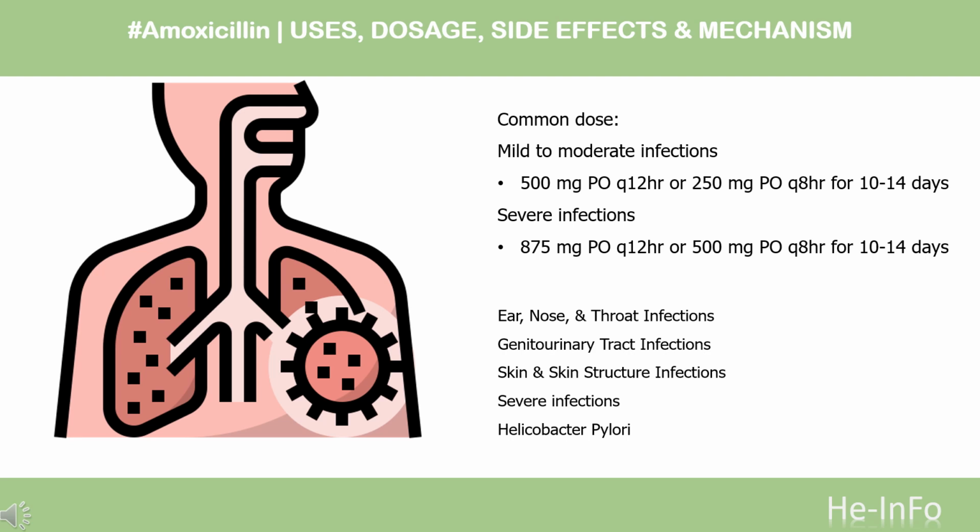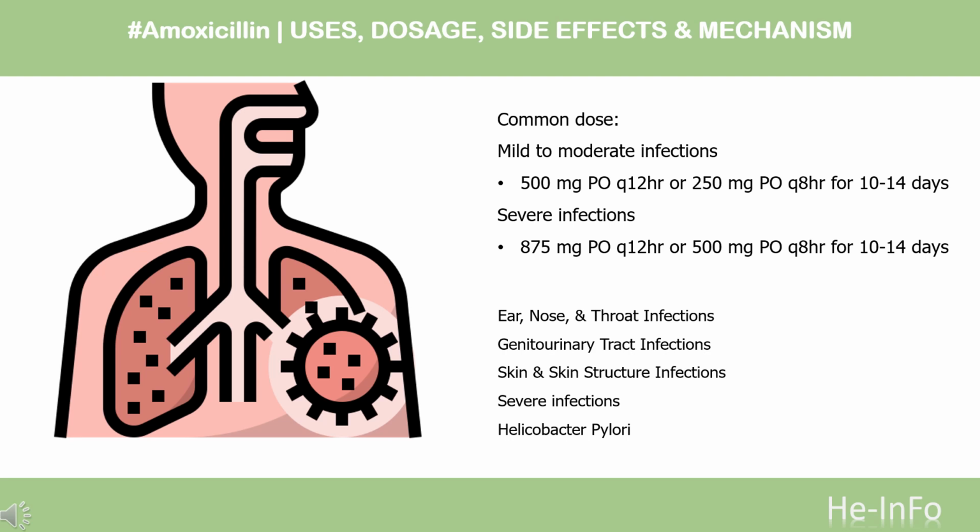Genitourinary tract infections. Mild to moderate infections: 500 mg PO every 12 hours or 250 mg PO every 8 hours. Severe infections: 875 mg PO every 12 hours or 500 mg PO every 8 hours. Spectrum of action: E. coli, P. mirabilis, or E. faecalis.